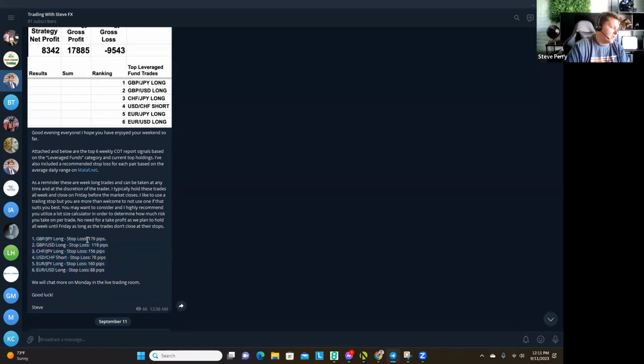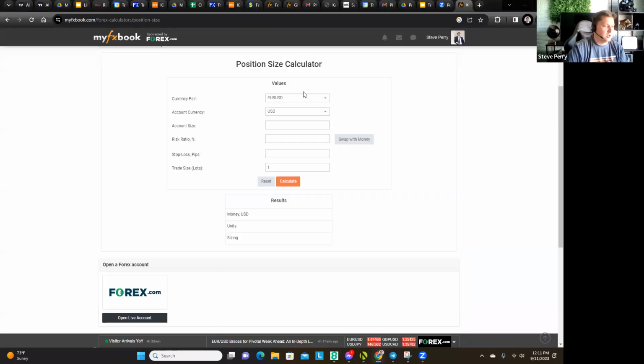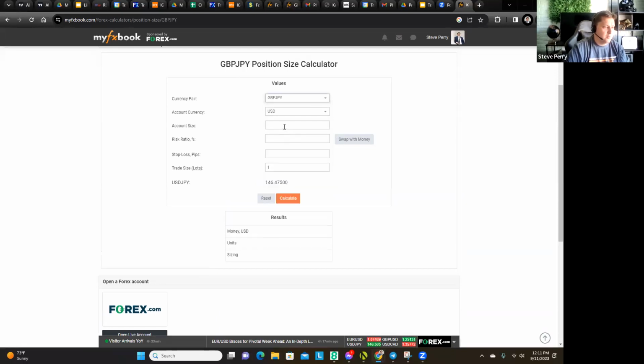So I've got, for example, the pound yen, which has a pretty big stop loss, right? Well, why is that? It's because the ATR on the pound yen is the biggest out of all 28 currency pairs. So you've got 28 here, and the pound yen is the biggest, and it's a 179 pip stop loss. So if I were looking at this and I wanted to plug this in, I would search the pound yen.